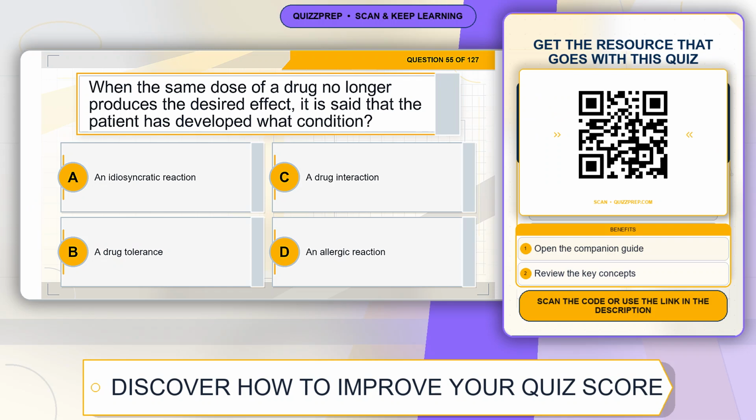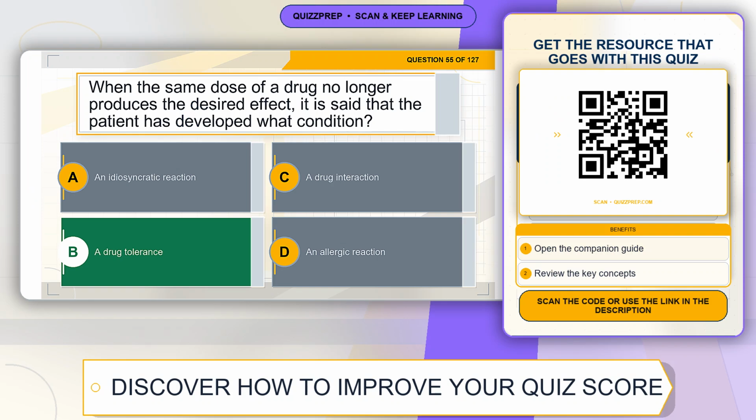Question 55. When the same dose of a drug no longer produces the desired effect, it is said that the patient has developed what condition? Option A, an idiosyncratic reaction. Option B, a drug tolerance. Option C, a drug interaction. Option D, an allergic reaction.